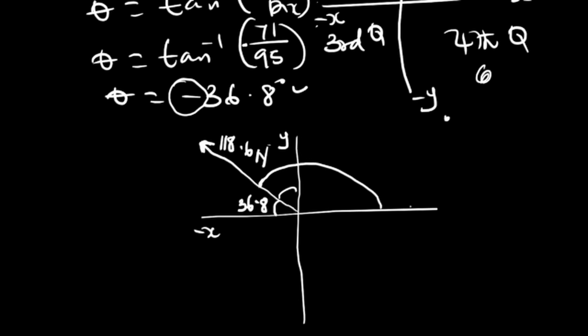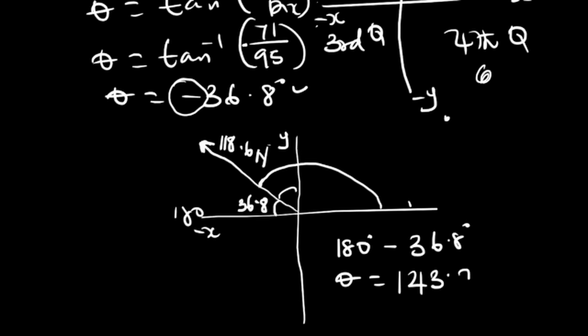Now, look at this. This is the first quadrant, which is 90. This here is 180. So now to get the actual angle of this vector, we're going to say 180 degrees minus 36.8 degrees. So what do we get? We have that our theta is equal to 180 minus 36.8. It gives me 143.2 degrees. Hence we have 143.2 degrees. This is the true angle of this very vector.